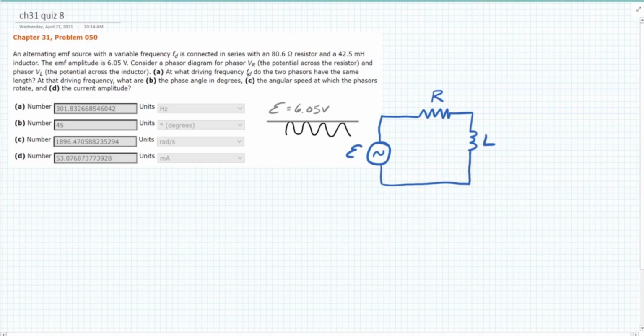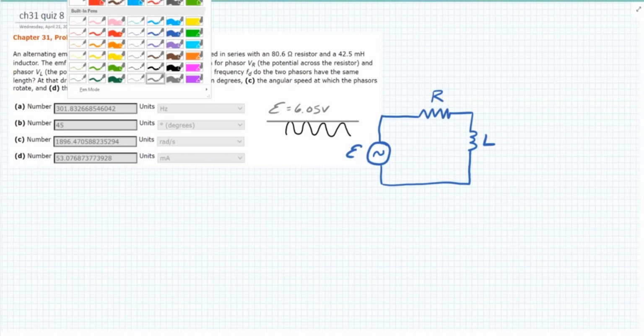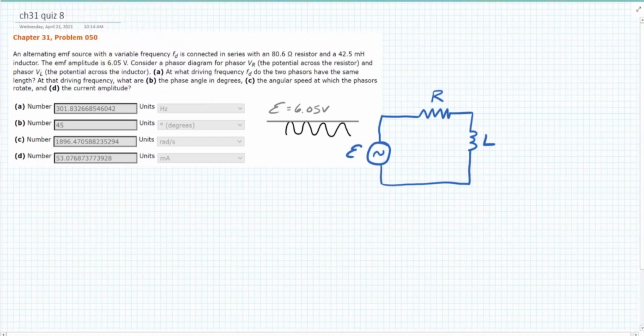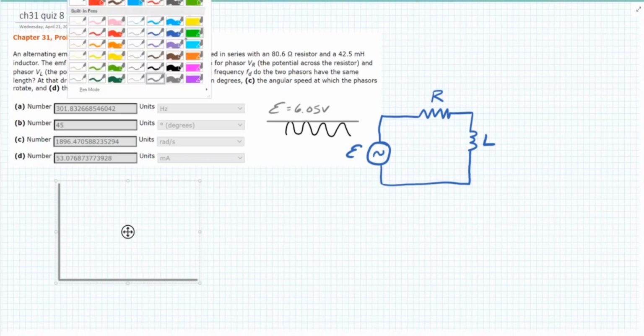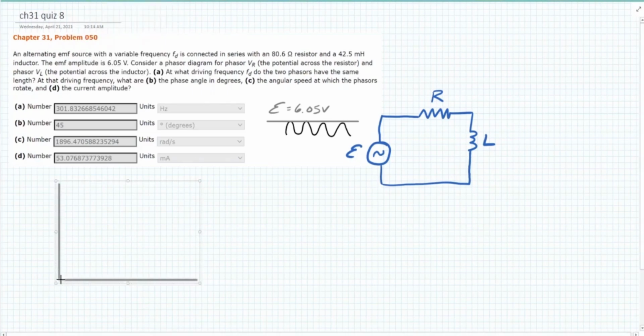Consider a phasor diagram for the resistor and the inductor. Okay, well, let's set up our phasor diagrams. I'll do a generic setup of a phasor diagram for the voltage drop across the resistor and the inductor. Here's my resistor at some arbitrary time, so this is not at time equals 0. How much time ticked off the clock? This much time.